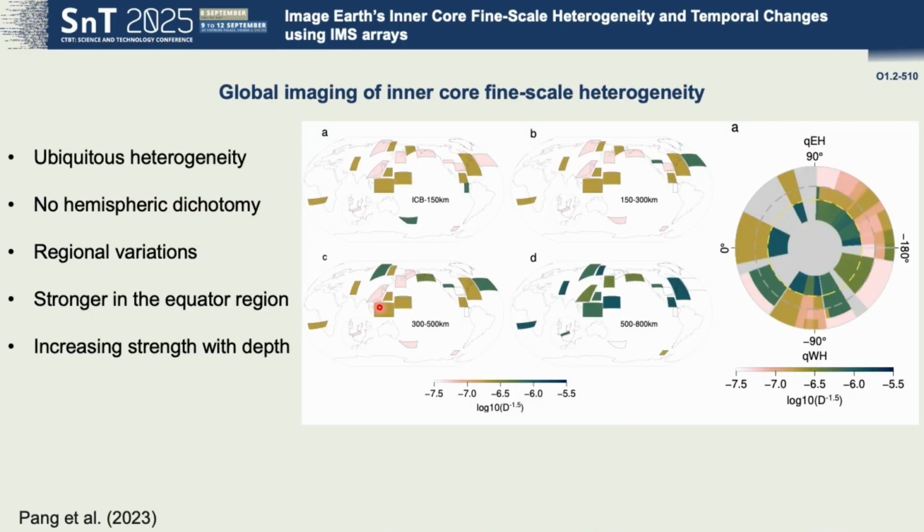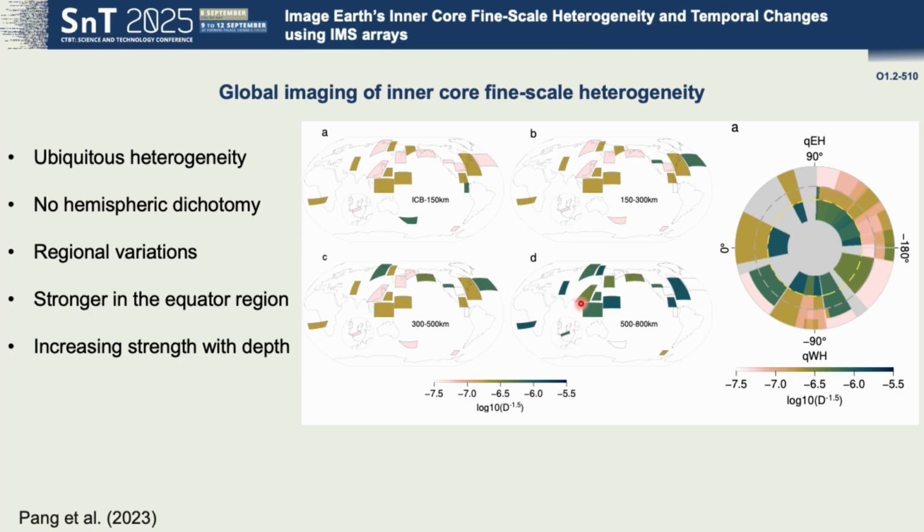By modeling the PKiKP coda, we can estimate the seismic scattering strength in the inner core. The figures here show the global 3D inner core heterogeneity structure we obtained from the IMS array observations. The maps on the left show map views at different depths, and the figure on the right shows a depth profile view from the North Pole. Darker regions indicate stronger scattering and greater heterogeneities.